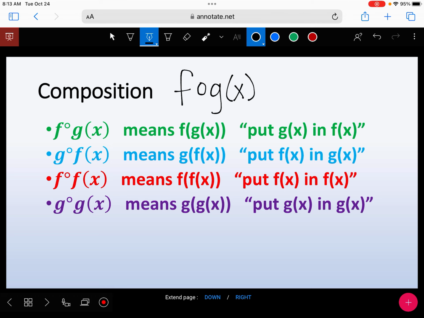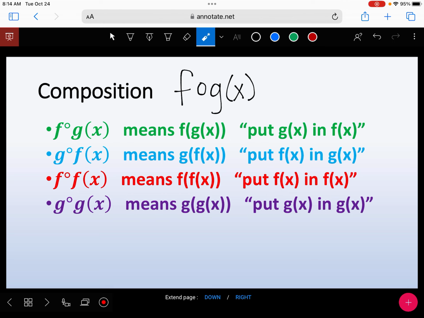Okay, so when you see this first notation where it says F open circle G of X, that can also be written with parentheses without that symbol. And what that means is we're going to put G inside of F. G open circle F of X means put F into G. And if it's the same function, F and F or G and G, that just means we're putting whatever function it is inside itself.